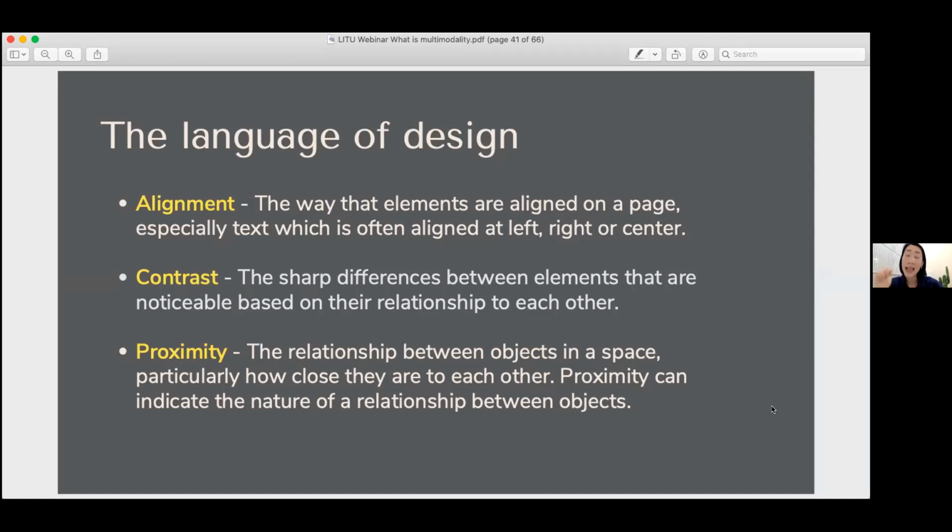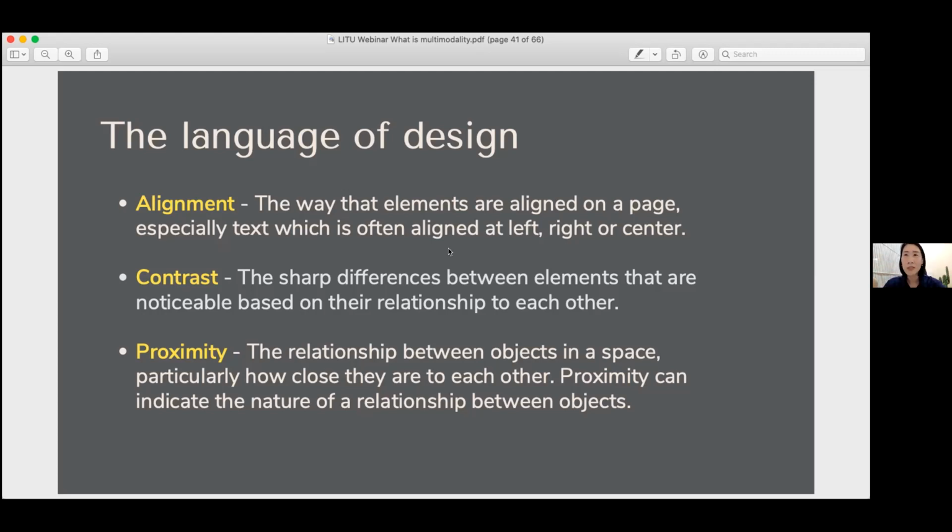We can talk about alignment, right? The ways that elements are aligned on a page, especially text, which is often aligned at left, right, or center. And actually, I forgot to mention this, but when we think about multimodality, you would think of creating a poster, doing a play, or something that is really advanced, really multimodal.